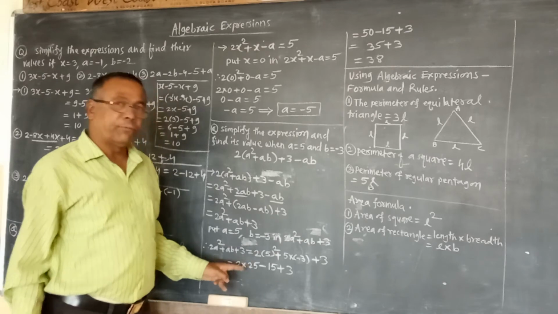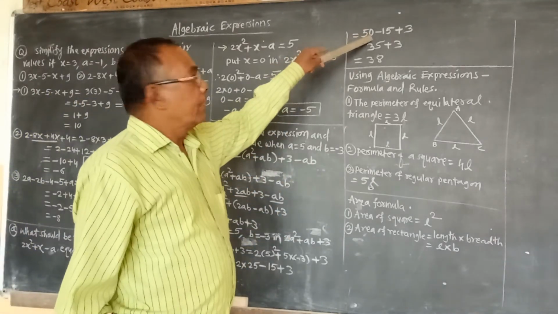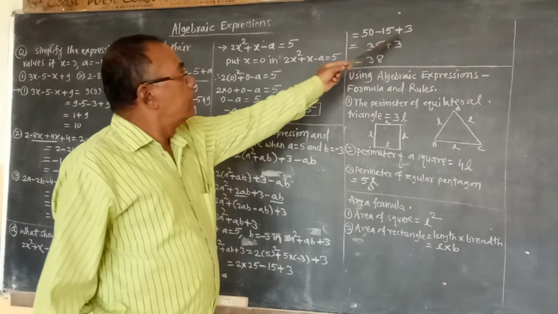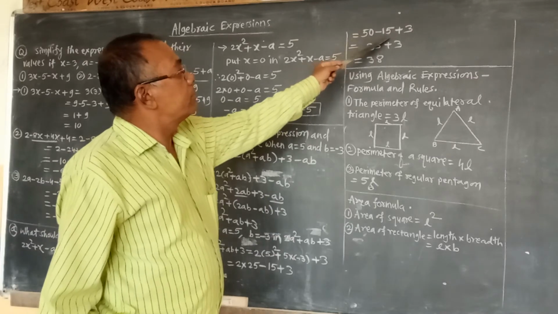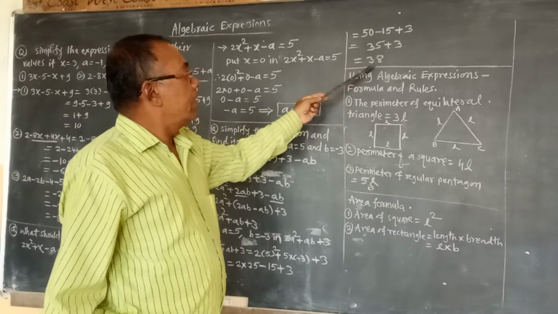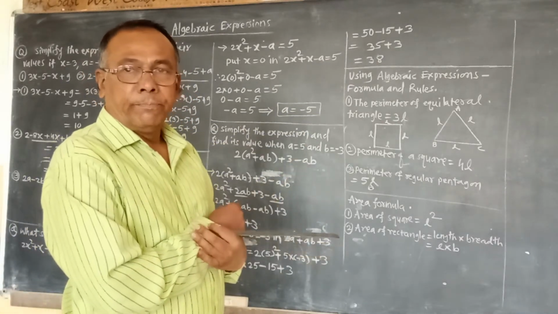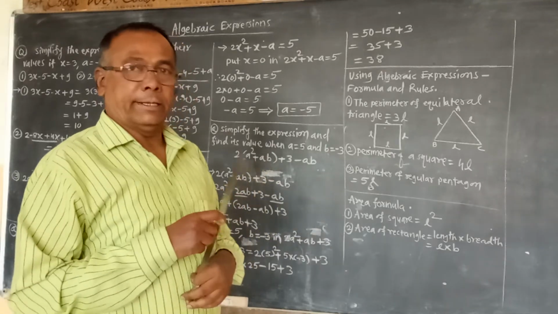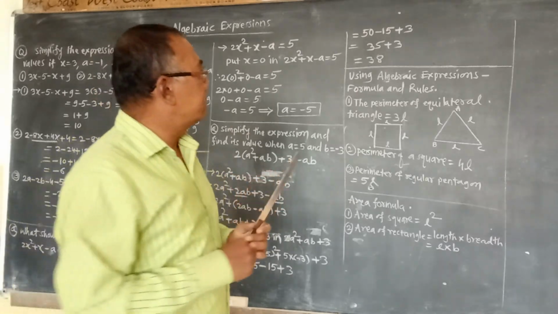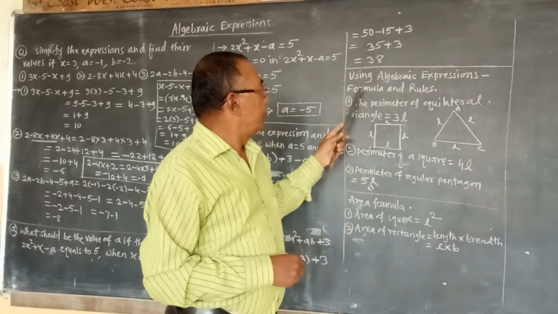Here 25 2s are 50 minus 15 plus 3. Here 50 minus 15, it will be 35 plus 3, and that is equal to 38. So value of the expression is 38. Now our next point in this topic is using algebraic expressions, formula and rules.